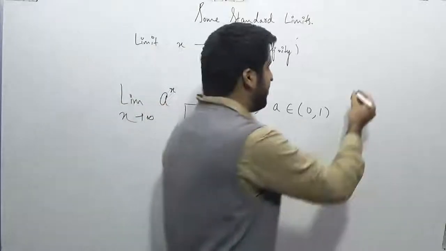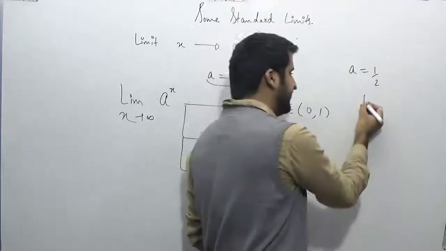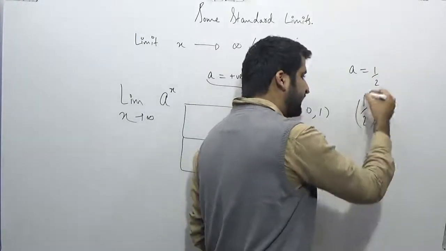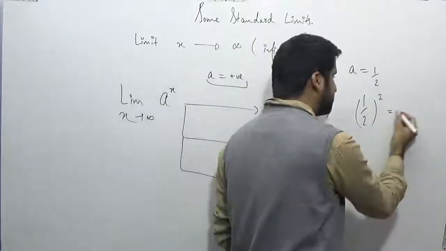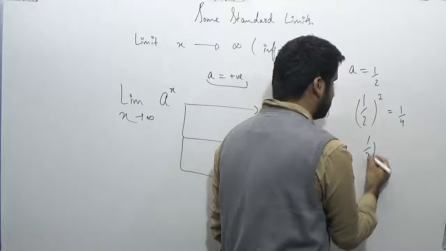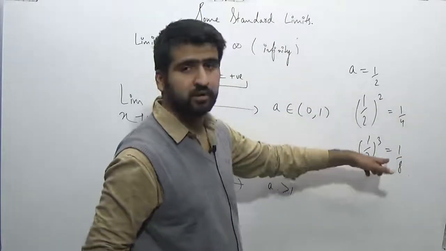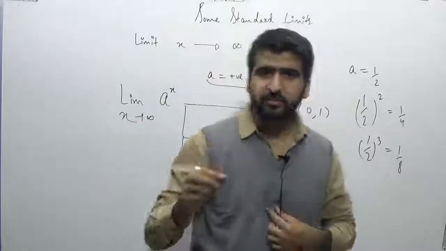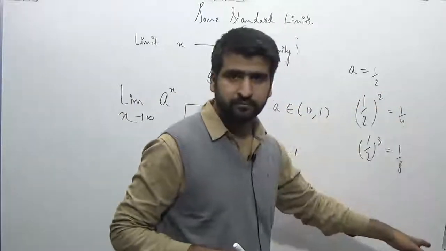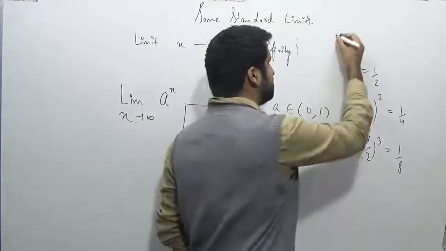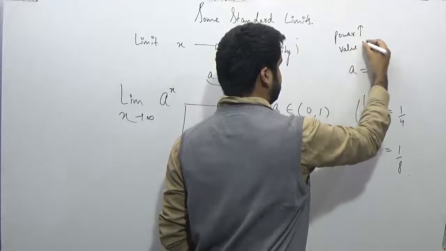Now see, let's say a is equal to half. I'll explain it by an example. Let's say a is a half. And if I try to increase the power on this half, if I try to square it, this will become 1 by 4. If I try to cube it, this will become 1 upon 8. So as I am increasing the power on this fraction which is less than 1, the number is decreasing. So as the power increases, the value decreases.